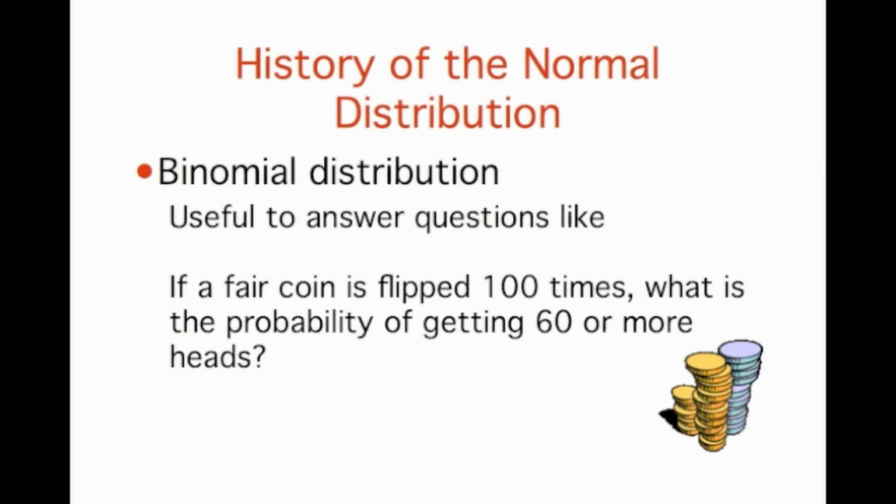In the chapter on probability, we saw that the binomial distribution could be used to solve problems, such as if a fair coin is flipped 100 times, what is the probability of getting 60 or more heads?